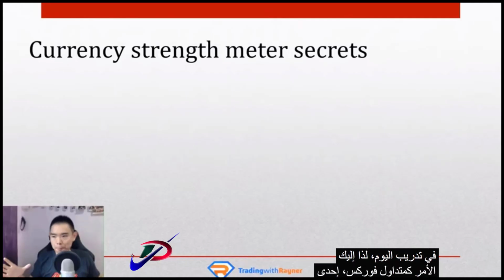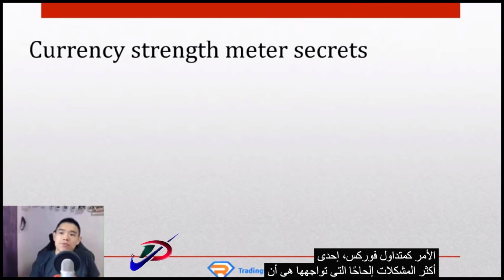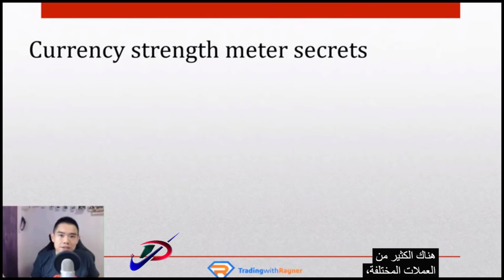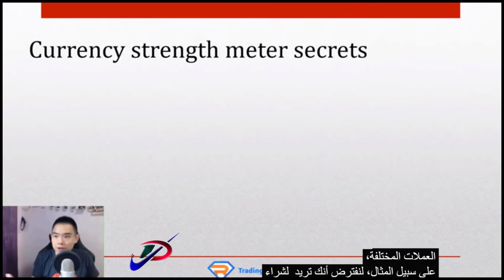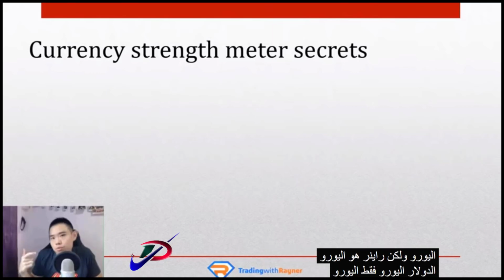So here's the thing. As a forex trader, one of the most pressing problems that you'll face is that there are just so many different currencies out there. For example, let's say you want to buy the euro. But right now, there's the euro dollar, the euro Aussie, the euro New Zealand, the euro yen, the euro Swiss franc.